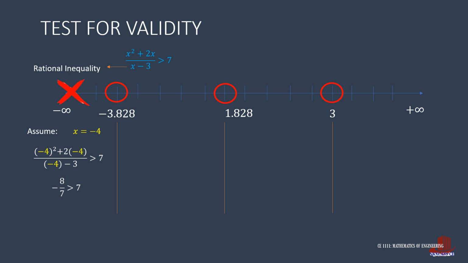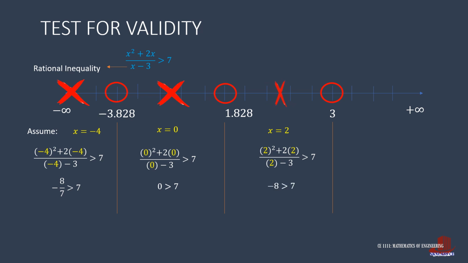The next range, from negative 3.828 to positive 1.828, will use an assumed value of 0. Place 0 as x into the function, making it 0 squared plus twice of 0 over 0 minus 3, giving 0, and definitely this is not greater than 7. The third range includes values from 1.828 to 3, so let's use 2. Place 2 into the function and have the square of 2 plus twice of 2 upon 2 minus 3, giving negative 8, which is still not greater than 7.